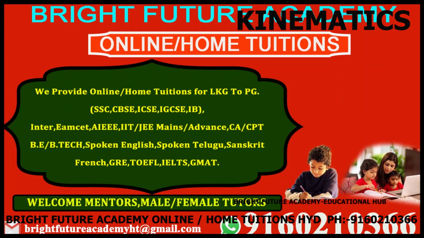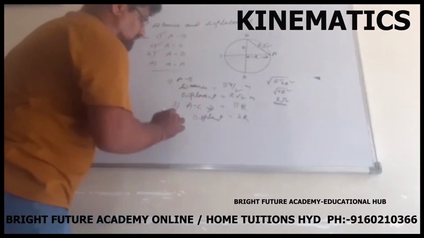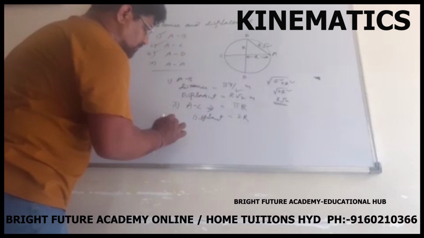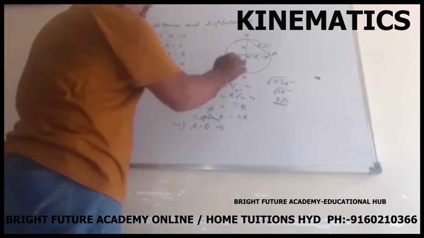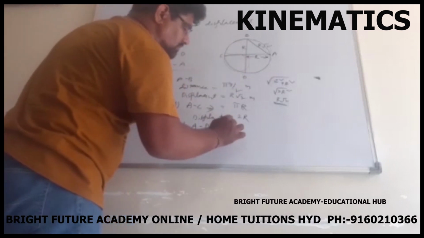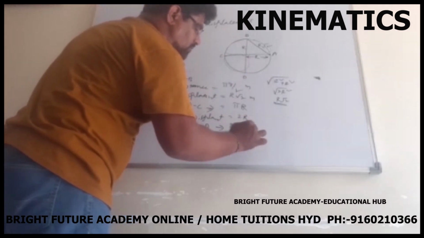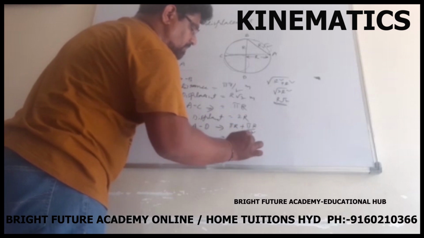And what is next case? From A to D. Yes. A to D. What is the distance? This total is how much? Pi r, and this is pi r by 2. Pi r plus pi r by 2 means it is 3 pi r by 2.